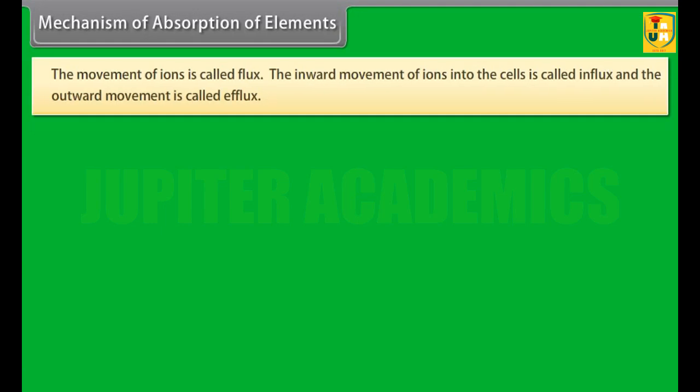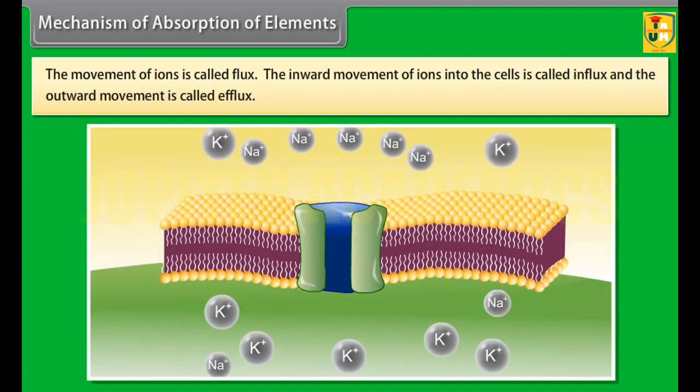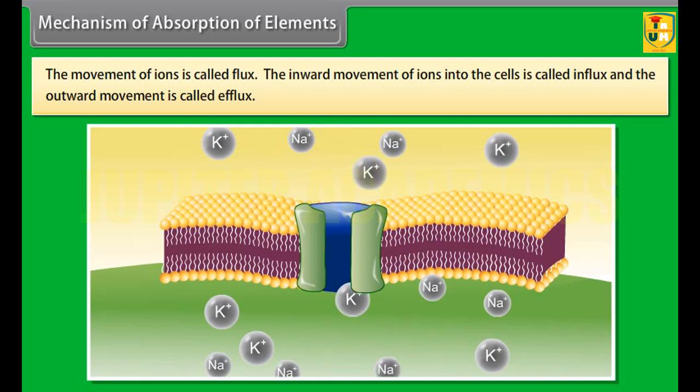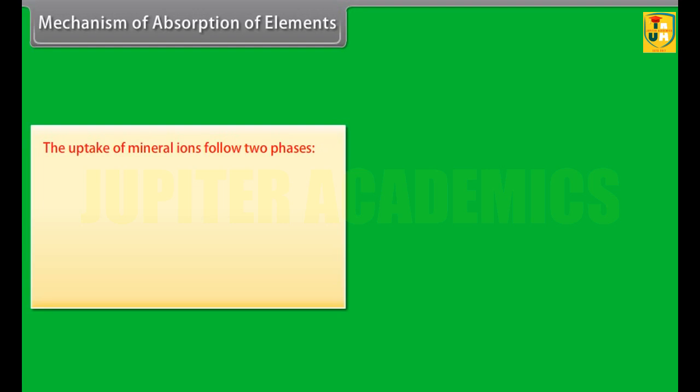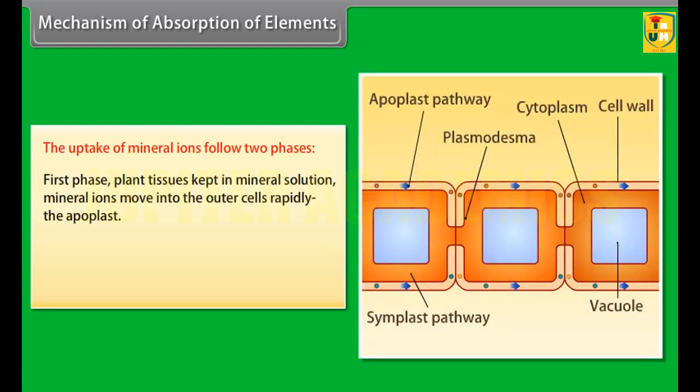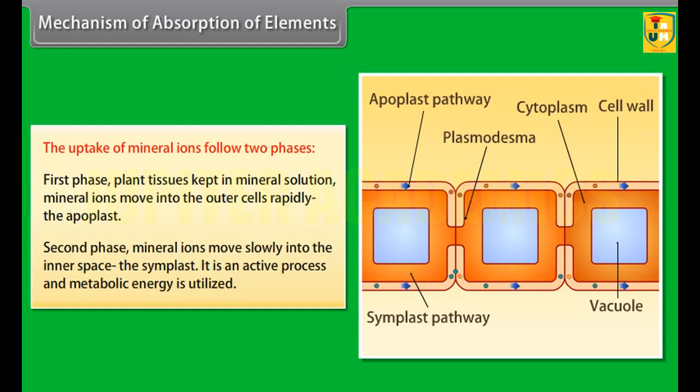Mechanism of absorption of elements. The movement of ions is called flux. The inward movement of ions into the cells is called influx, and the outward movement is called efflux. The uptake of mineral ions follows two phases. First phase: plant tissues kept in mineral solution. Mineral ions move into the outer cells rapidly, the apoplast. Second phase: mineral ions move slowly into the inner space, the symplast. It is an active process and metabolic energy is utilized.